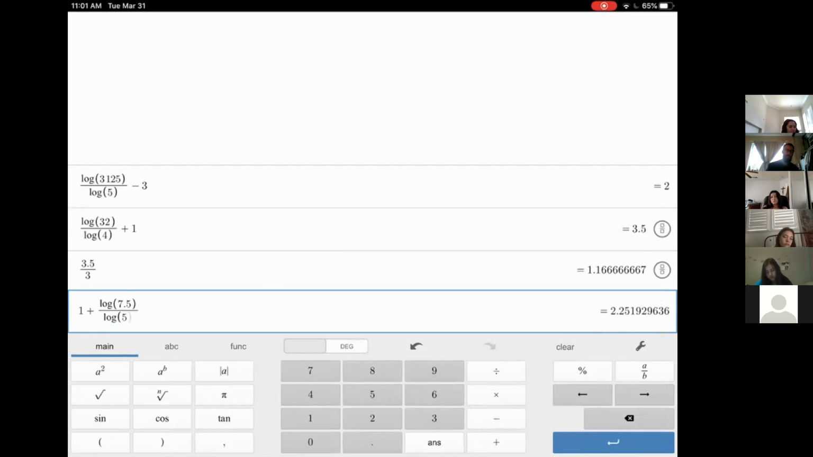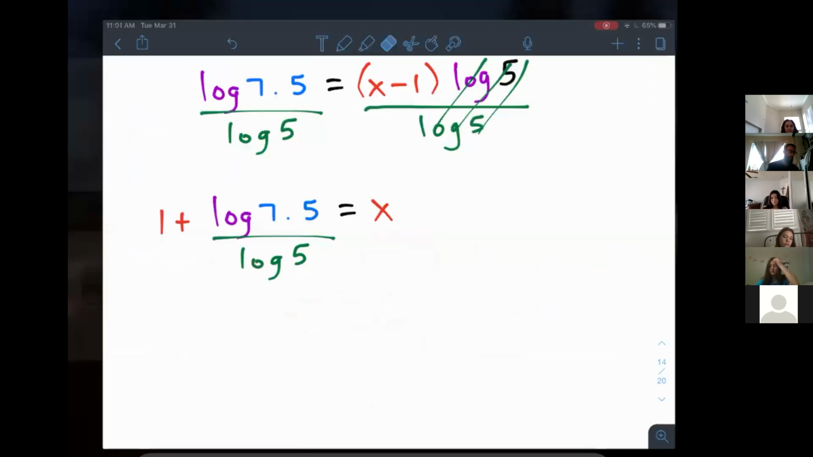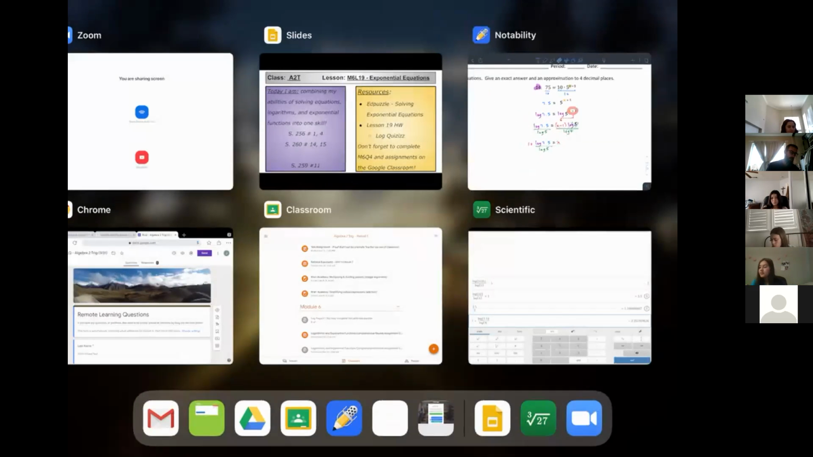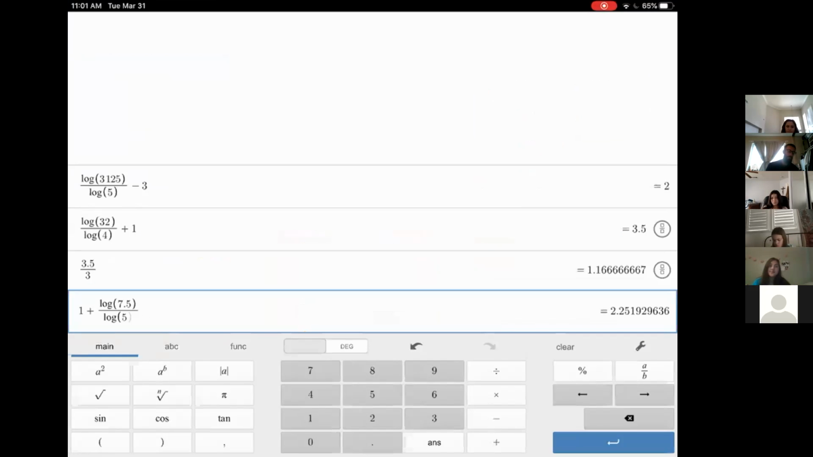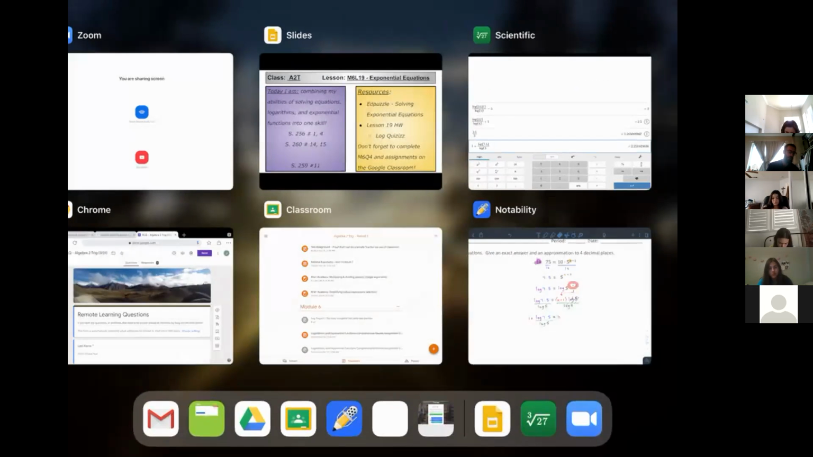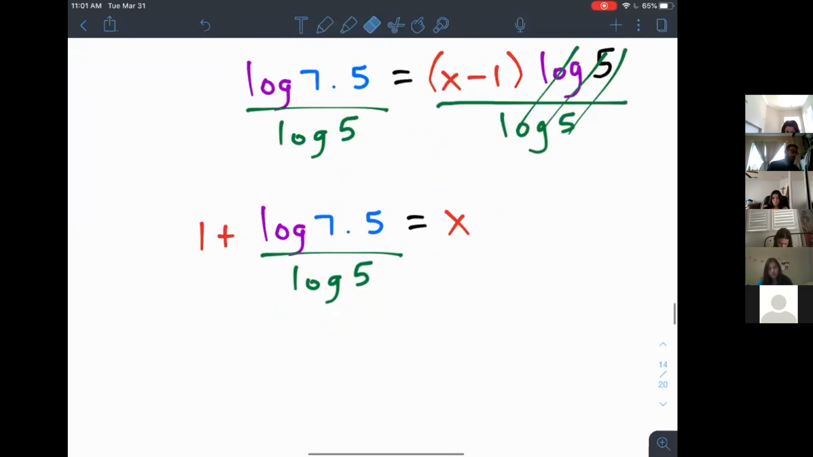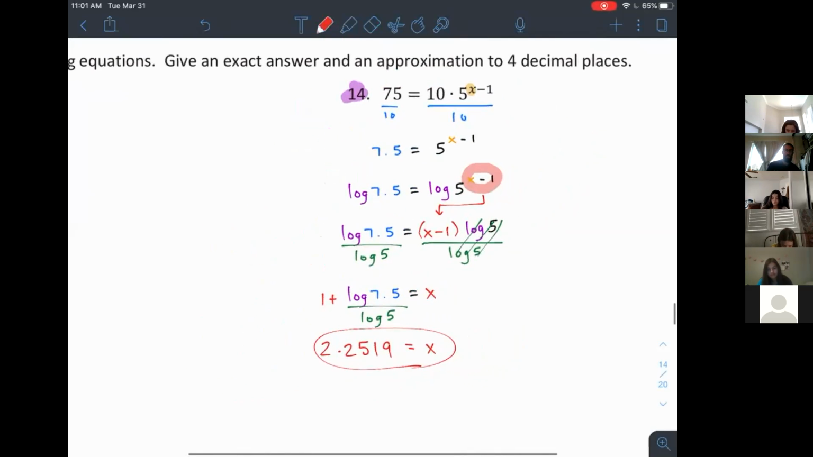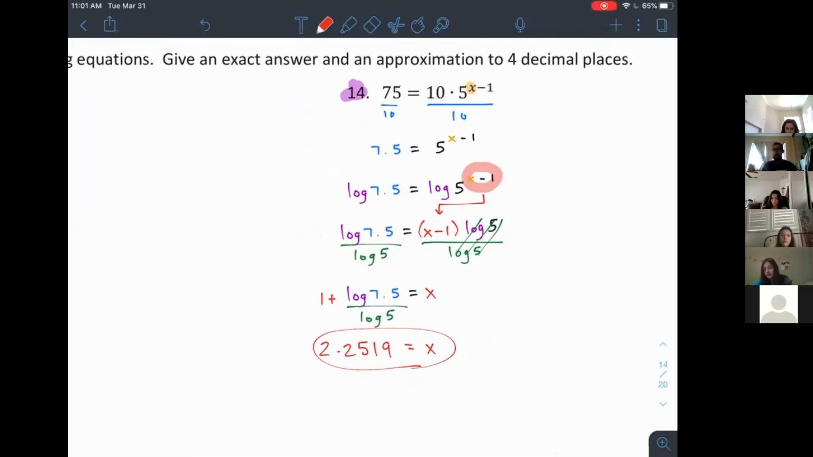Now what I'm going to do is follow the directions on the screen, and it said to round it to 4 decimal places. So my 4 decimal places are going to be 2.2519, as you can see in the bottom right hand side of my calculator screen, 2.2519. All right, there's number 14 worked out in entirety. And that's going to be the last problem that we're going to do for today.